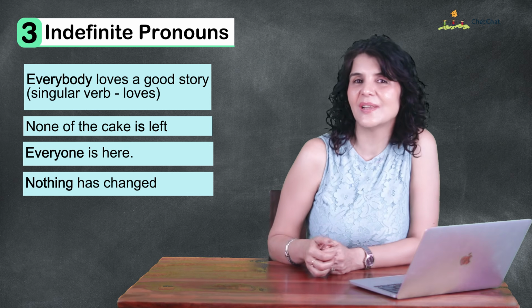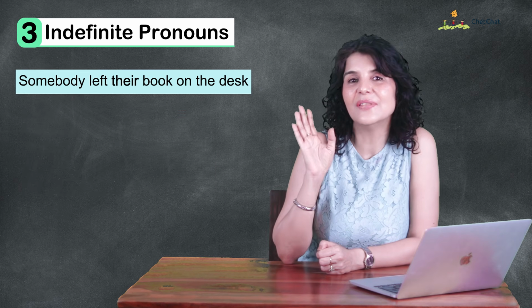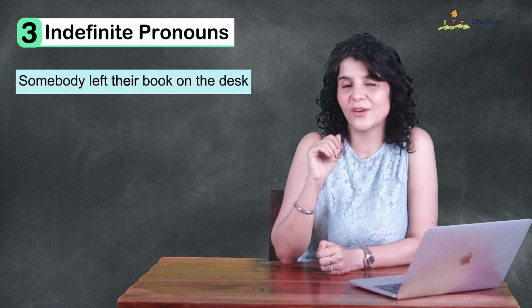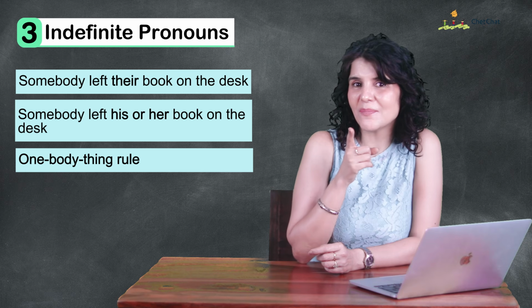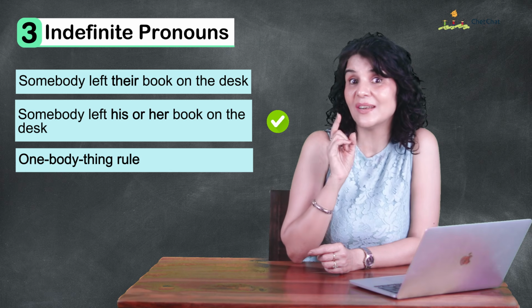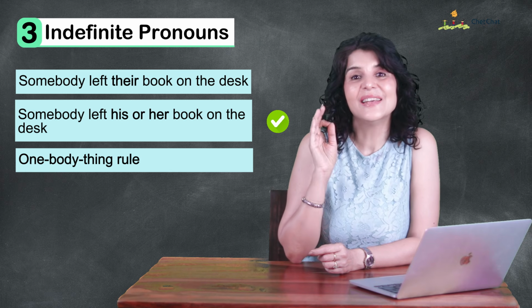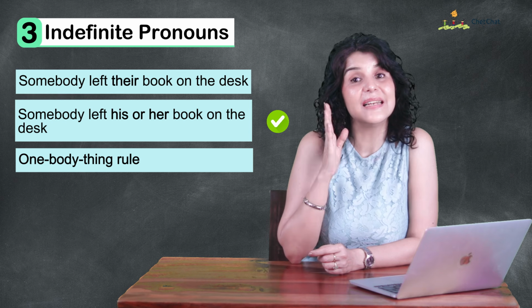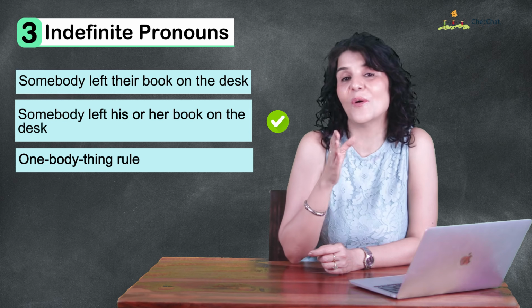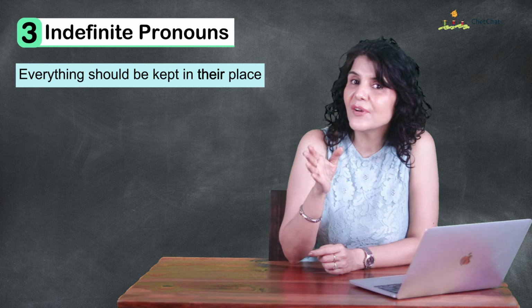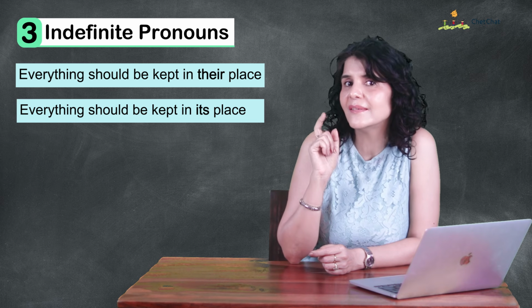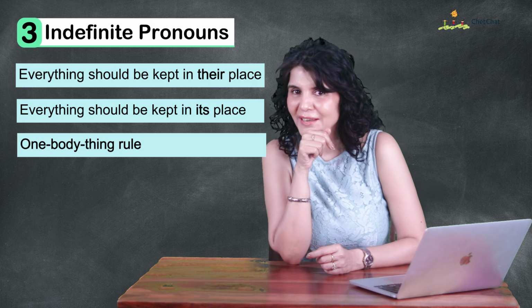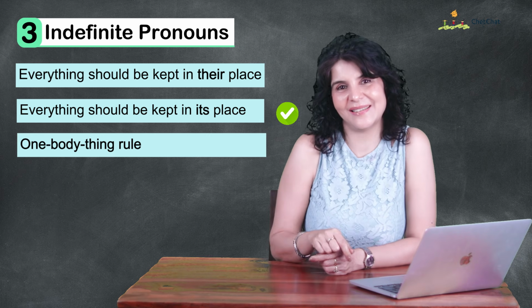Okay, what about these two sentences? Somebody left their book on the desk. Somebody left his or her book on the desk. One body thing rule. The second one is formal and correct. The use of body makes it a living being, so we use his or her. Everything should be kept in their place. Everything should be kept in its place. One body thing rule. The second sentence is correct.